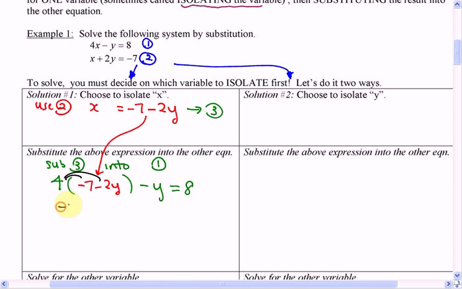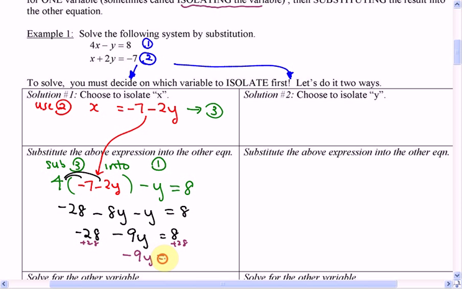Go ahead now and distribute. So negative 28 minus 8y minus y equals 8. I'll ask you now to just collect like terms. I guess I'll add 28 to both sides. Negative 9y equals 36. Divide everything by negative 9, so y equals negative 4. There you go. So now you've solved for y.